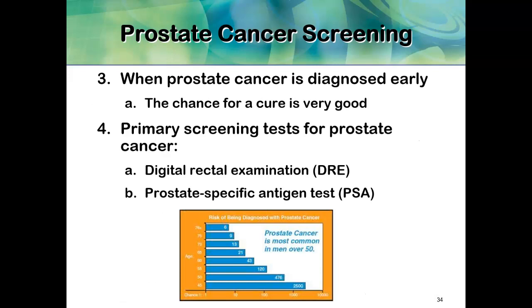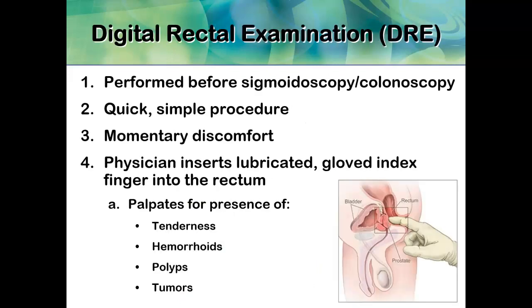When prostate cancer is diagnosed early, the chance of a cure is exceptionally good. And so those screening tests are really important. The two screening tests that are going to be prescribed are a DRE, which stands for a digital rectal exam, or a PSA, which is a prostate specific antigen test. The DRE is always performed before a sigmoidoscopy or a colonoscopy. This is a simple, quick procedure. It's a little bit uncomfortable just for a short period of time because the provider takes a gloved hand and lubricates the index finger. And then the index finger, as you can see in the picture, is inserted gently into the rectum.